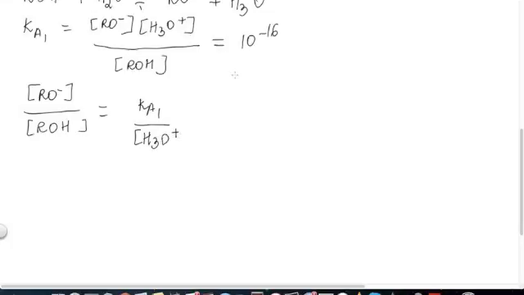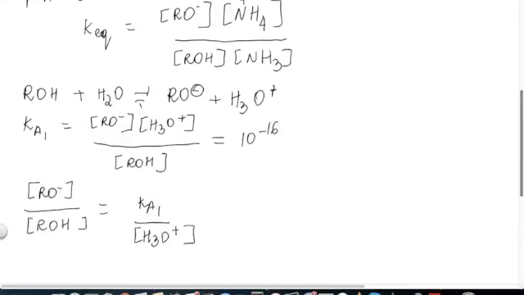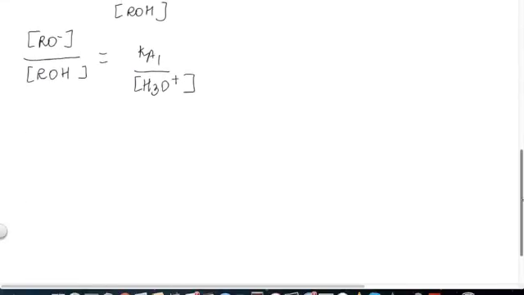Now let's look at ammonium cation when it's also acting as an acid. Ammonium cation, NH4+, is reacting with water, right? Donating a proton, like a good acid should, producing ammonia, NH3, and hydronium ion.